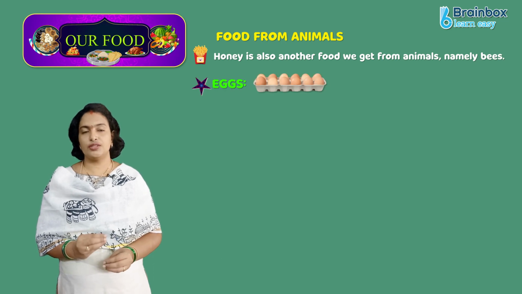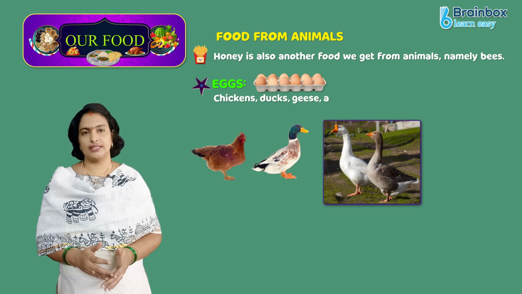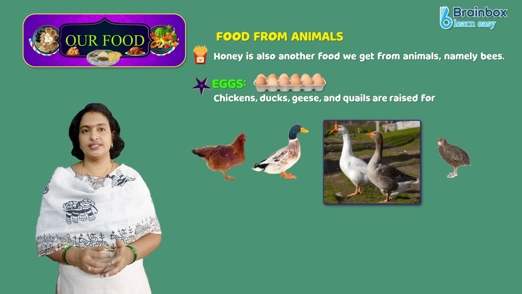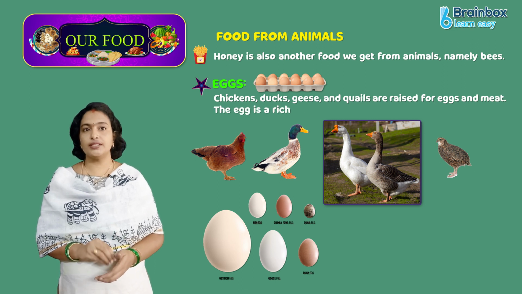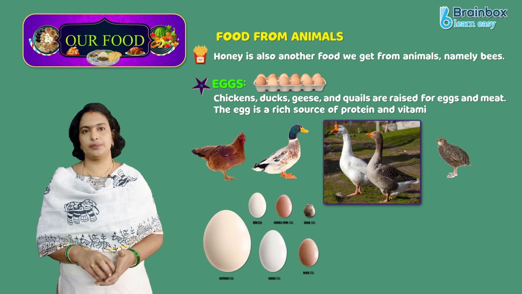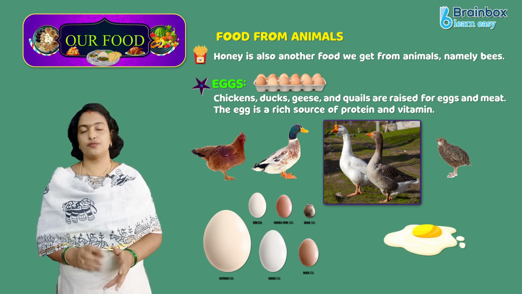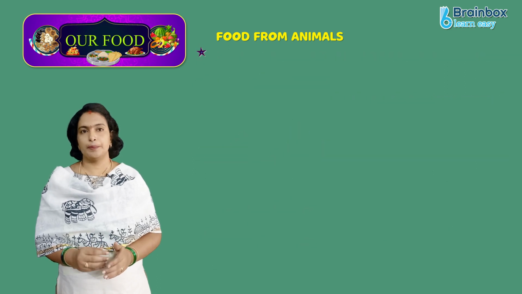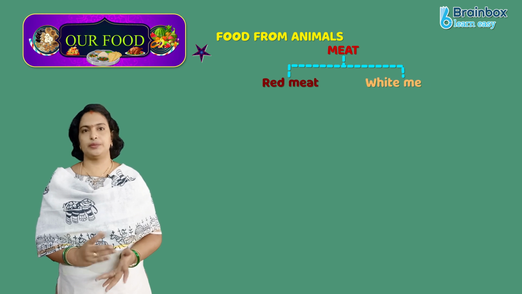Eggs, where do we get them from? Chickens, ducks, geese and quails are raised for eggs and meat mainly. So the egg is a rich source of protein and vitamins. The yolk of the egg contains vitamins, phosphorus, calcium and iron. Meat, it is of two types again, red meat and white meat.